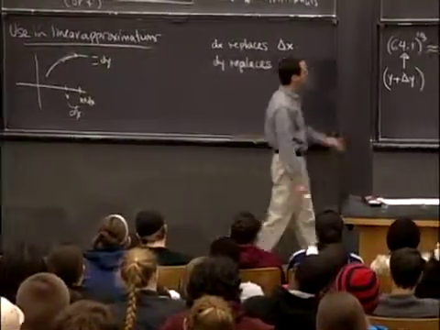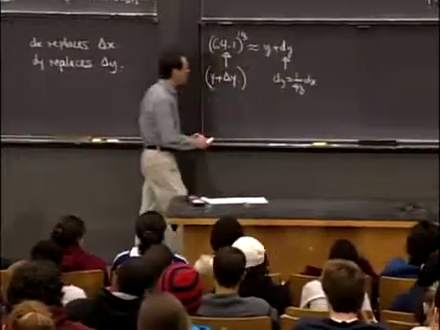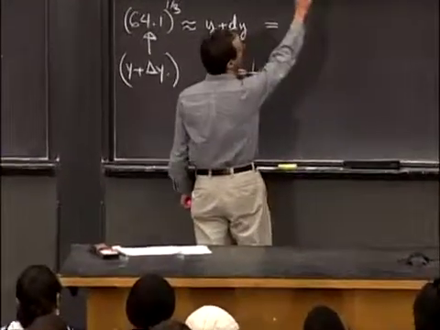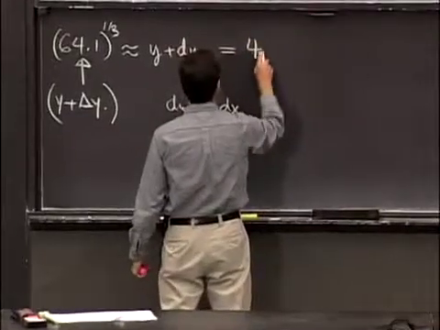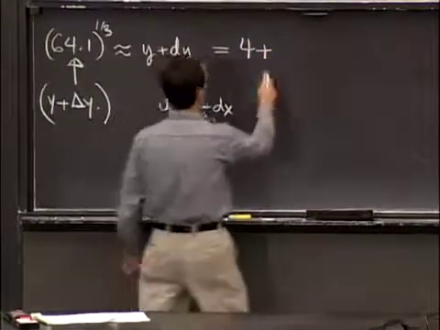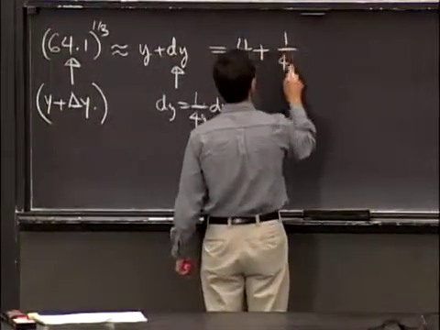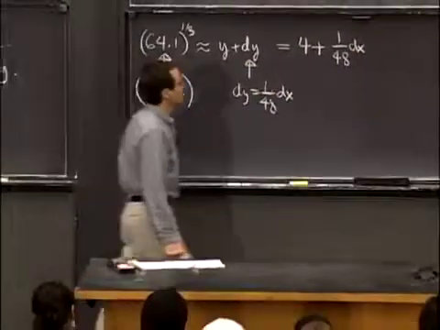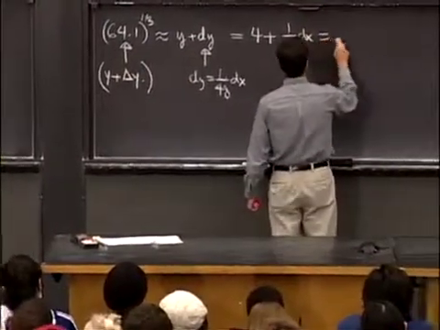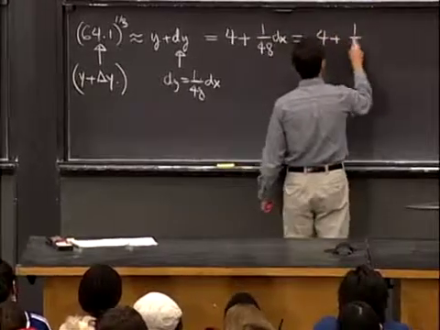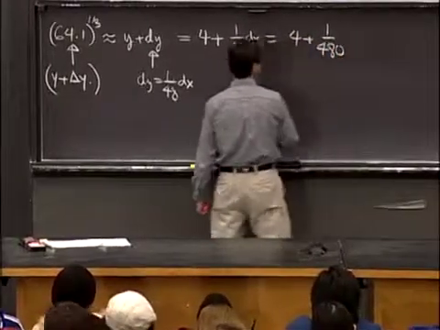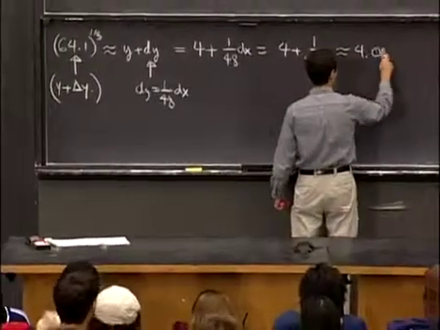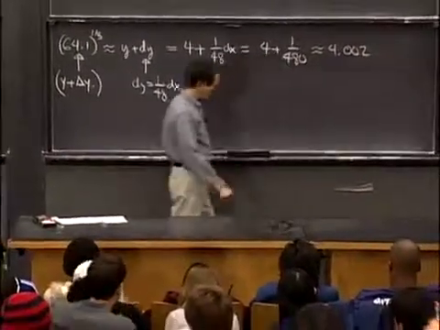All right, so this is the approximation, and now I can just calculate these numbers. y at this value is 4, and dy, as I said, is 1/48 dx, and that turns out to be 4 plus 1/480, because dx is 1/10. So that's approximately 4.002, and that's our approximation.